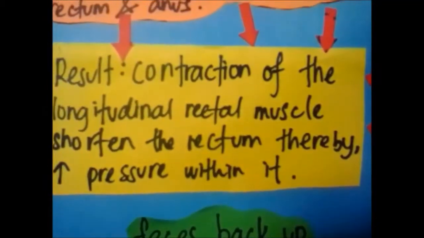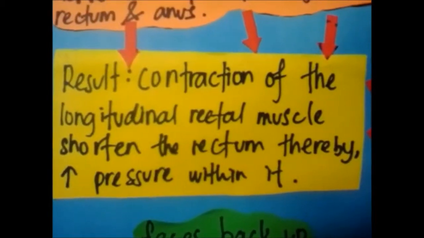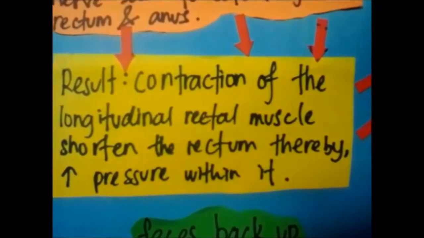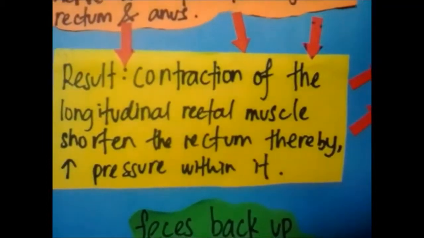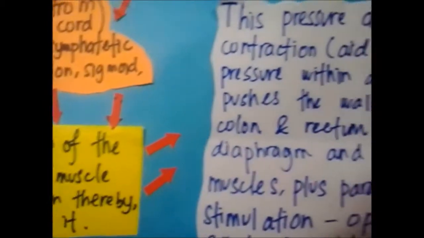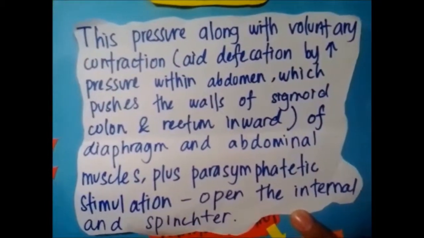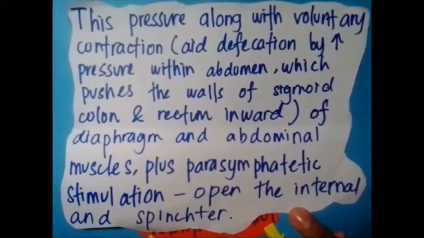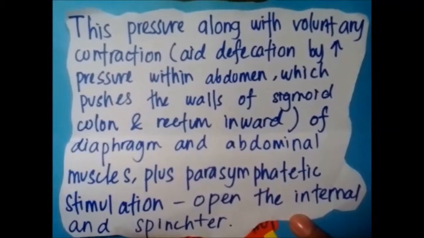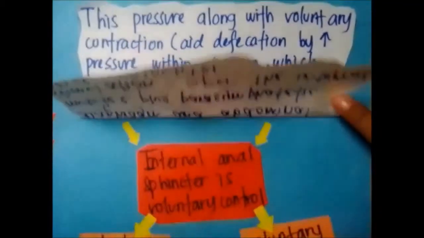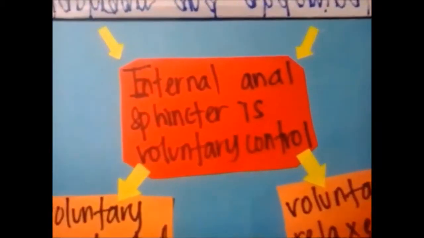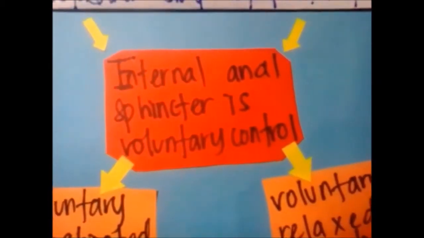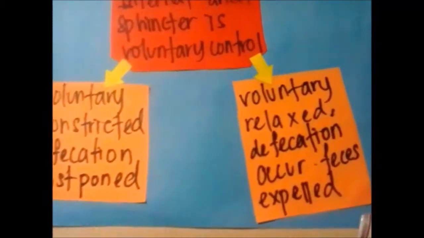The resulting contraction of the longitudinal rectal muscle shortens the rectum, thereby increasing the pressure within it. This pressure, along with voluntary contraction of the diaphragm and abdominal muscles plus parasympathetic stimulation, opens the internal anal sphincter. The external anal sphincter is voluntarily controlled. If it is voluntarily relaxed, defecation occurs and the feces are expelled through the anus.